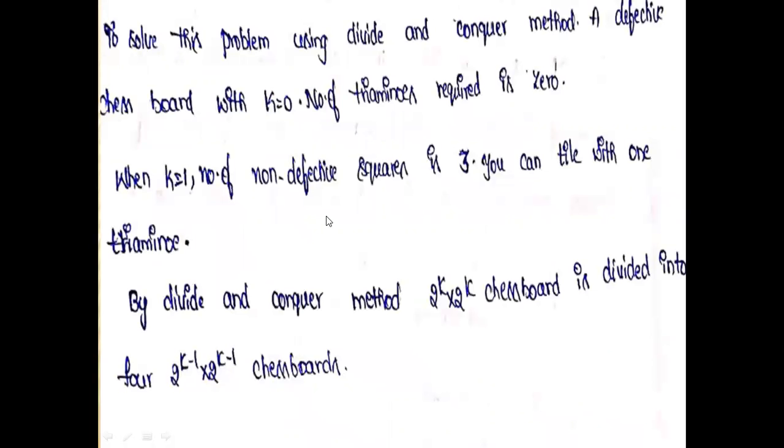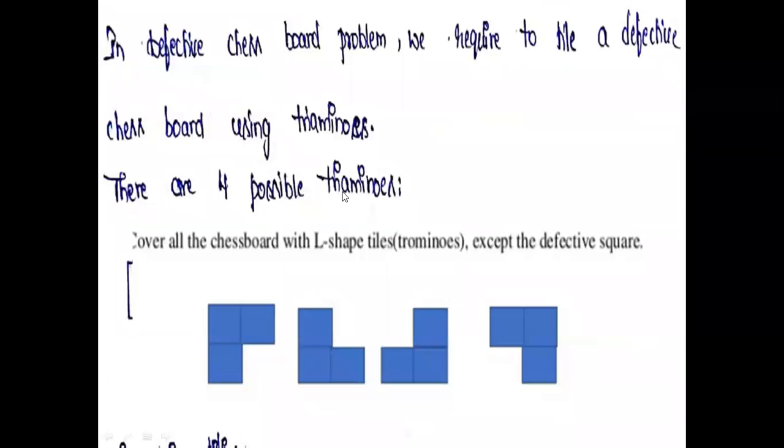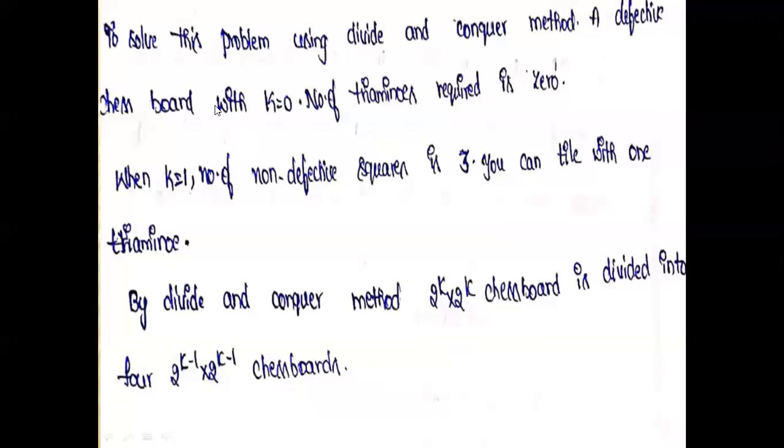Next, to cover the chessboard using triominoes, the problem can be solved by using the divide and conquer method. Suppose a defective chessboard with k equal to 0, no triominoes are required. This problem is solved with the divide and conquer method.